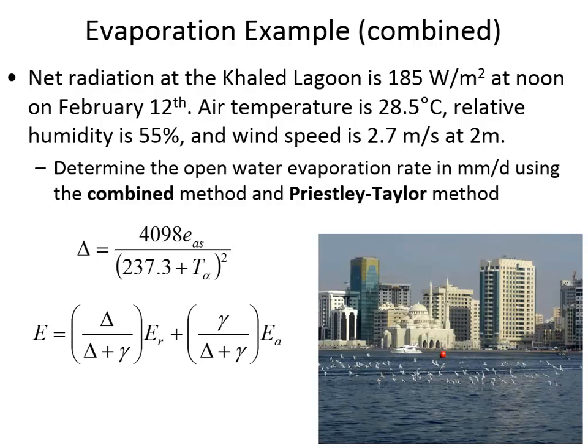But you can get a sense for how the combined method averages it together, and according to this example, we get 6.54 millimeters per day when we calculate it by the combined method, or if we just use the Priestley-Taylor method, the assumption being 1.3 times the energy part of the combined method, then you get 6.62 millimeters per day. And so it's a pretty close estimate, and it saves us the trouble of having to go and calculate the aerodynamic aspect of the combined method. Any questions?